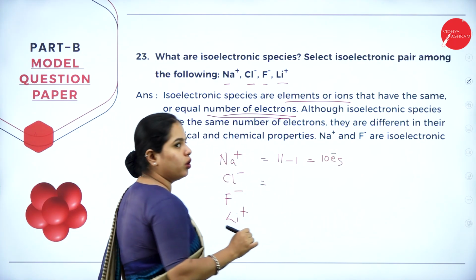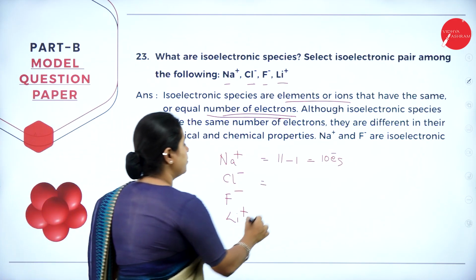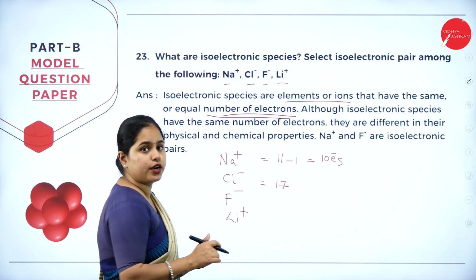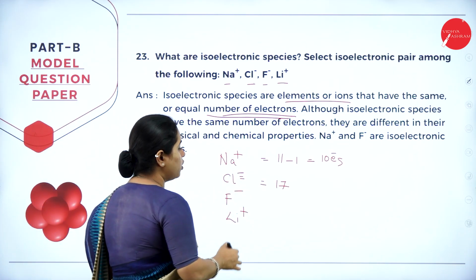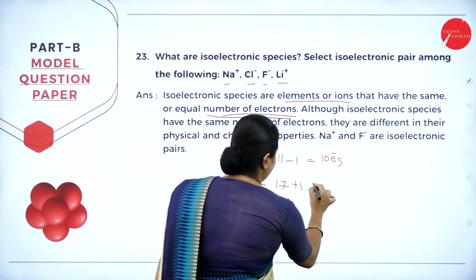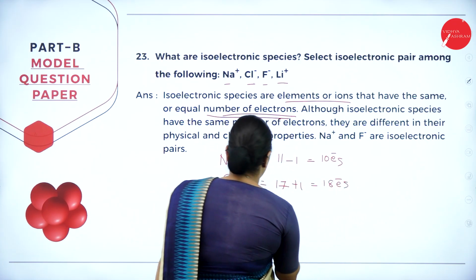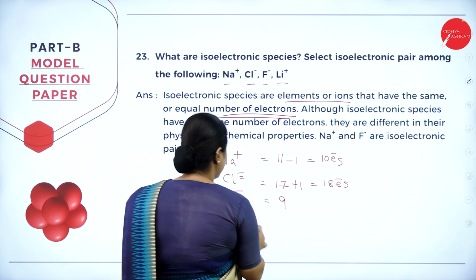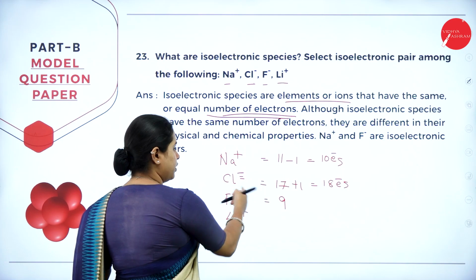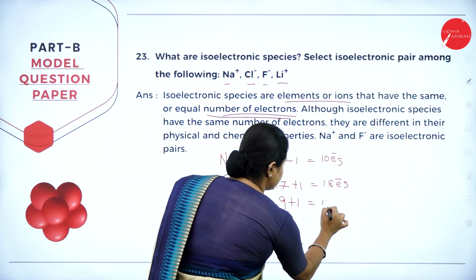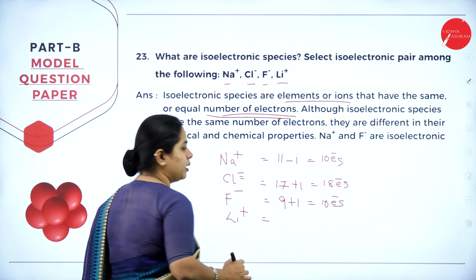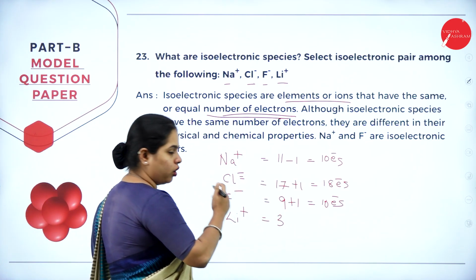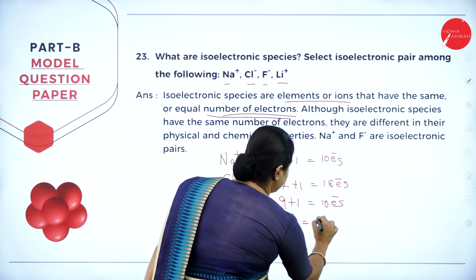Moving to the next one, chlorine. The atomic number is 17, right? So the total number of electrons is 17, to which 1 more electron is added. This minus sign stands for 1 more electron. So it is plus 1, that is a total of 18 electrons. Now going to fluorine, atomic number is 9, that is total number of electrons is 9, to which 1 more electron is added because of the F minus. So 9 plus 1, it is 10 electrons. And the last one is lithium, atomic number is 3, from which 1 electron is lost. So 3 minus 1, it is 2 electrons.